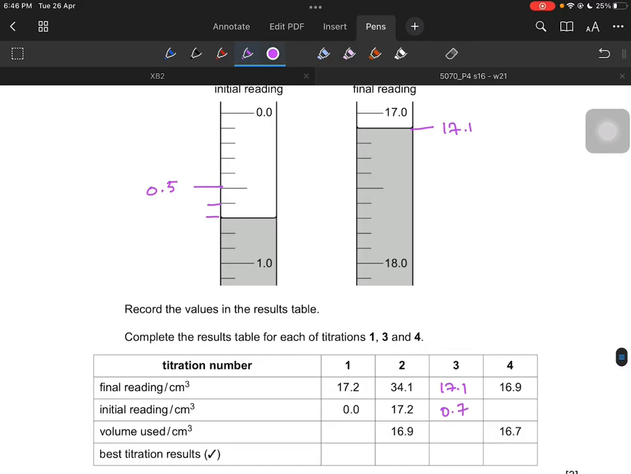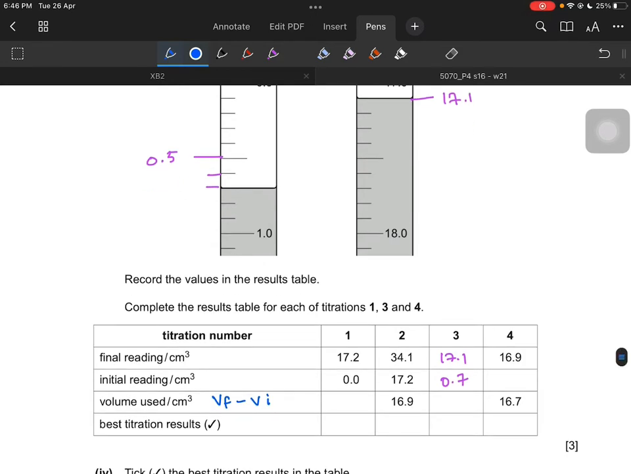The volume used can be found out by final volume minus initial volume. So 17.2 minus 0.0 would be 17.2. For the next one, I don't know the initial reading, but I know the difference is 16.7. So final volume minus initial volume is 16.7. The final volume they've already mentioned is 16.9. I don't know the initial volume, so 16.9 minus 16.7 is equal to x, which is the initial volume. So the initial volume becomes 0.2.